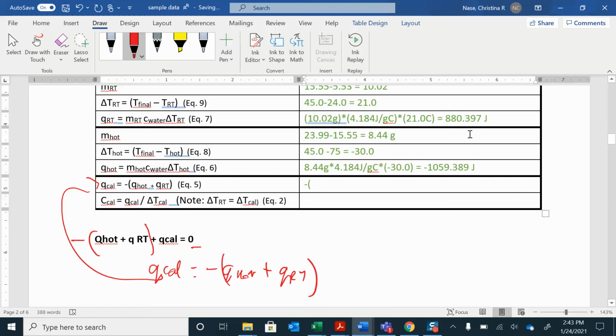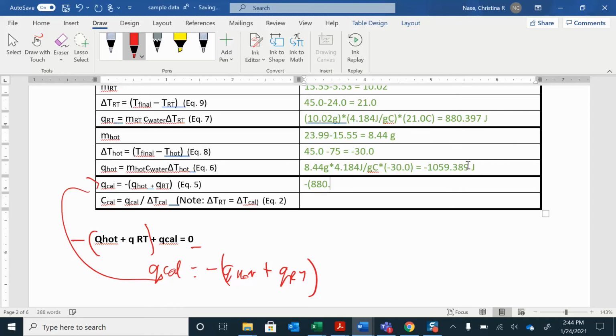You can see that if the total amount of heat lost by the hot water was picked up by the room temperature water, then the calorimeter constant would be 0. But they don't add up. So there's a certain amount of heat that's being lost to the calorimeter. All right, so I'm going to add these two up.